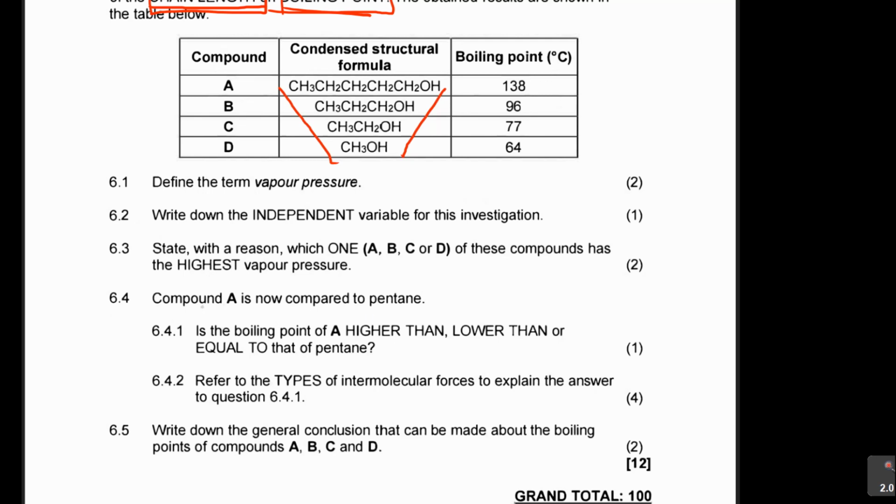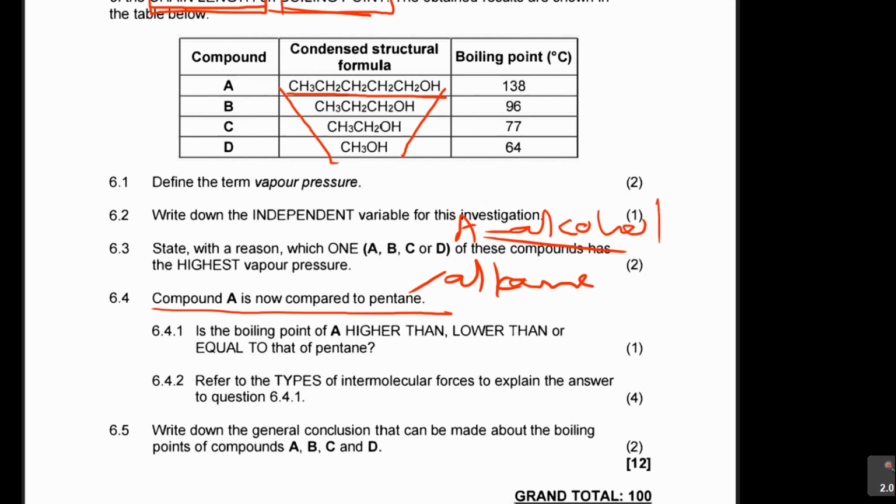Compound D is now compared to pentane. Pentane is an alkane. This is an alkane. And compound A, OH, these are alcohols. Compound A is a what? A is an alcohol. Alright, then they're saying, is the boiling point of A higher than, lower than, or equal to pentane? Now, alcohols, remember, they've got higher boiling points than alkanes, so it is higher than. So the answer is this one. The boiling point of A is higher than.